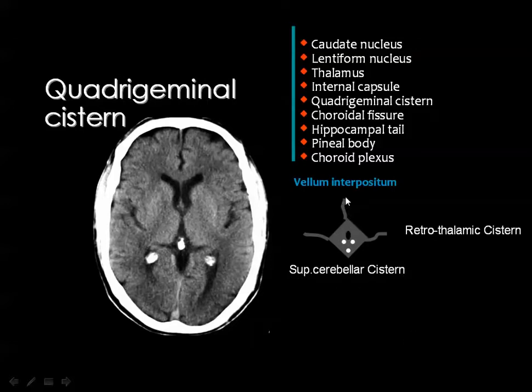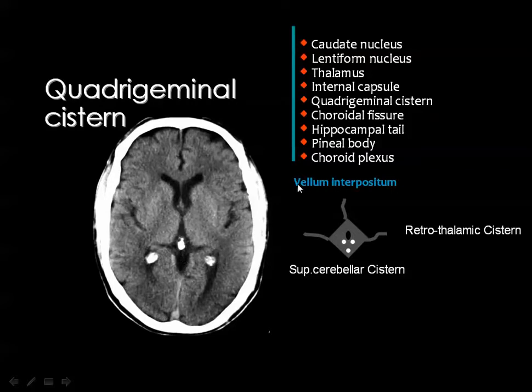Then the anterior recess runs above the third ventricle, and it is known as velum interpositum, and frequently this velum interpositum may dilate and contain CSF, and is known as cavum velum interpositum. Then look at the anatomic details. Can you see the caudate nucleus? This is the head of the caudate nucleus, the lentiform nucleus, the thalamus, the internal capsule, the quadrigeminal cistern, rhomboid in shape.